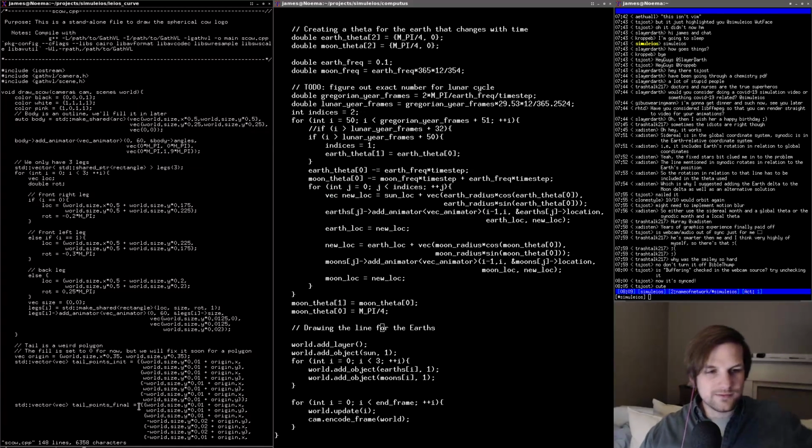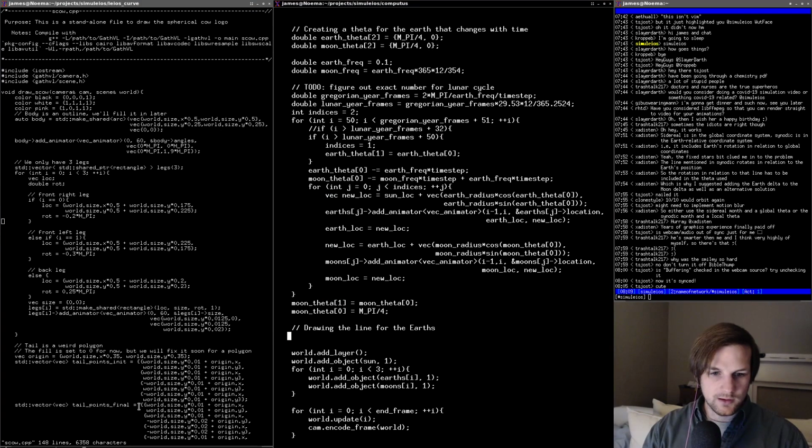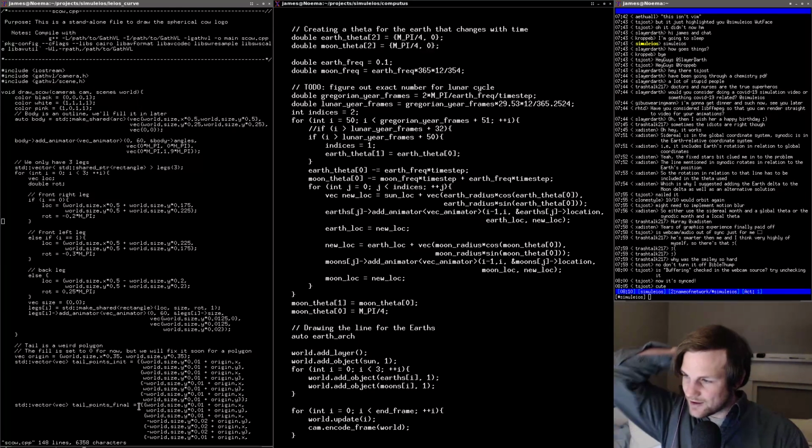So let me see, how does this make shared arc work? So I'm going to go ahead and do std make, oh no, we'll call it auto earth arc. Okay, auto earth arc. I wrote arch because I'm so used to Arch Linux.